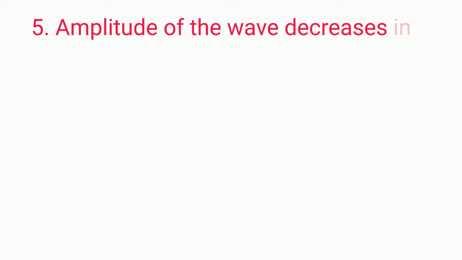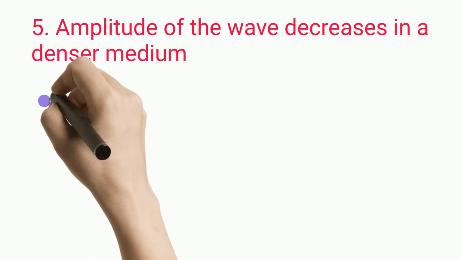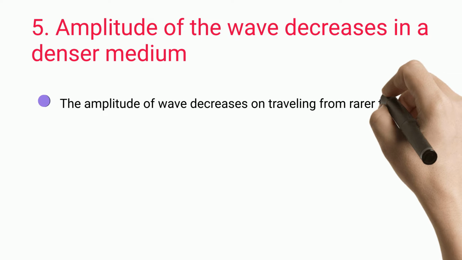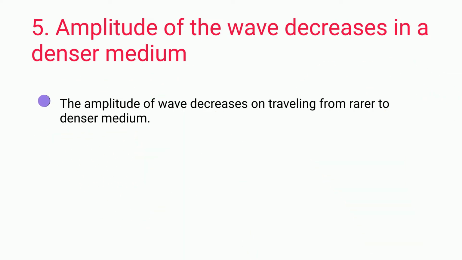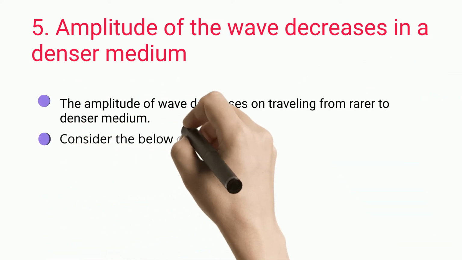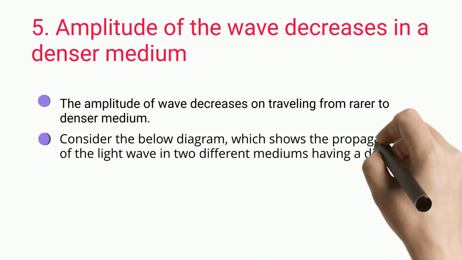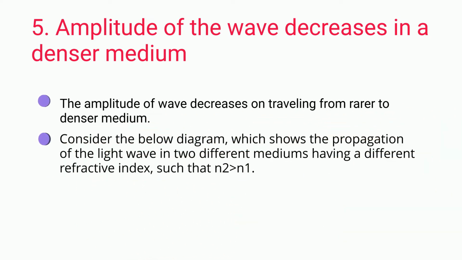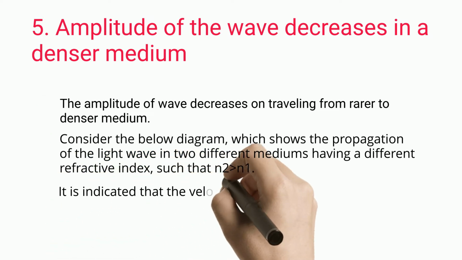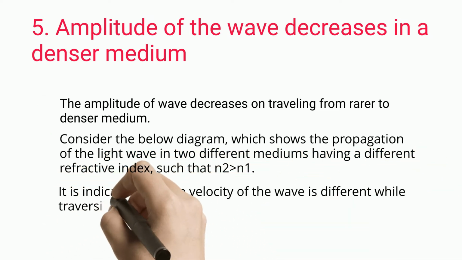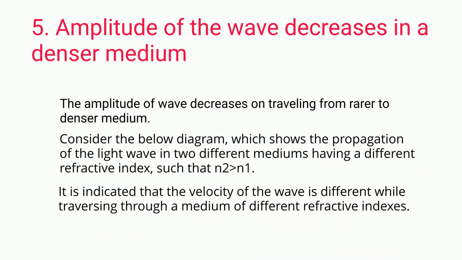5. Amplitude of the wave decreases in a denser medium. The amplitude of the wave decreases on traveling from rarer to denser medium. Consider the below diagram, which shows the propagation of the light wave in two different mediums having a different refractive index, such that N2 > N1. It is indicated that the velocity of the wave is different while traversing through mediums of different refractive indexes.